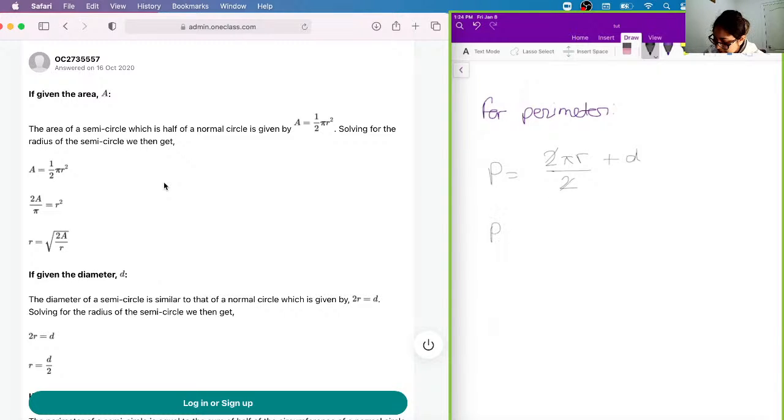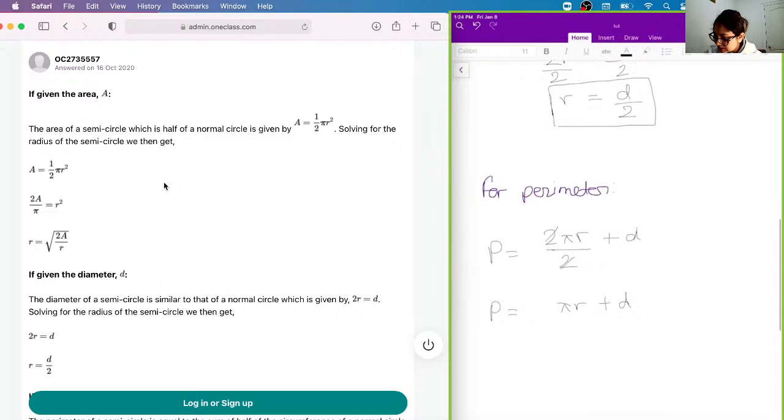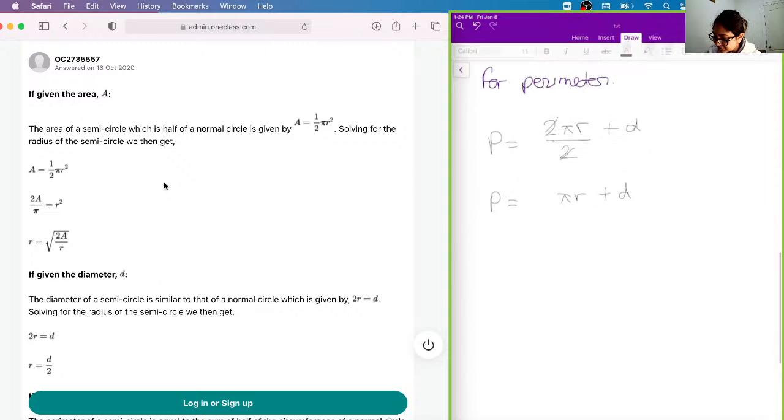So you would have P is equal to pi r plus 2. So we want to put everything in terms of r. In this case, since we have 2 variables, we can express diameter with this equation that we have. R is equal to d over 2, or d is equal to 2r. So we can basically say P is equal to pi times r plus 2r. So we have only one variable to solve for.